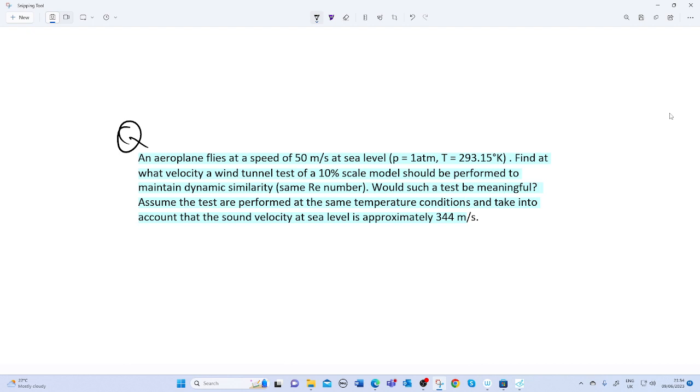Once again, an aeroplane flies at the speed of 50 meters per second at sea level with a pressure of 1 atmosphere and a temperature of 293 Kelvin. Find at what velocity a wind tunnel test of a 10% scale model should be performed to maintain dynamic similarity, that is, the same Reynolds number. Would such tests be meaningful? Assume the tests are performed at the same temperature condition. Take into account that the sound velocity at sea level is approximately 344 meters per second.